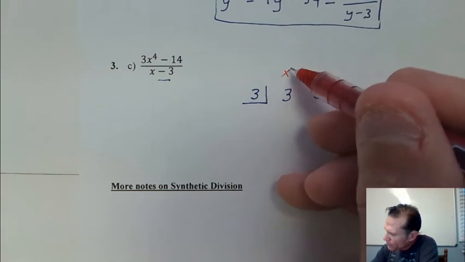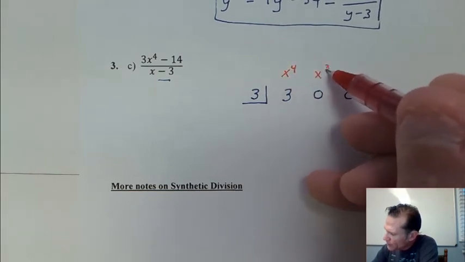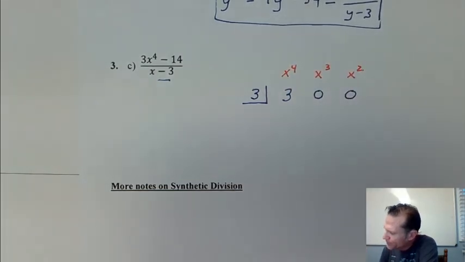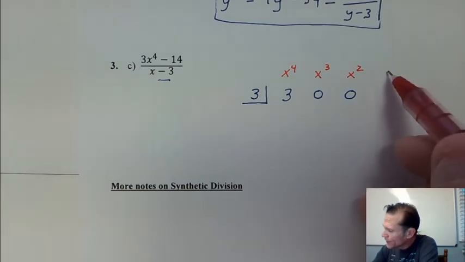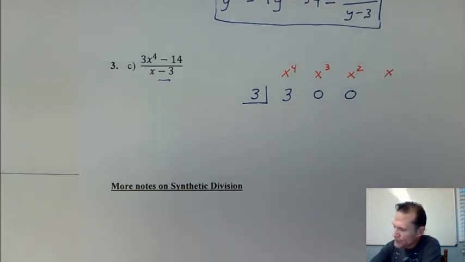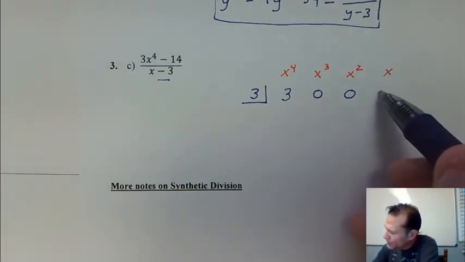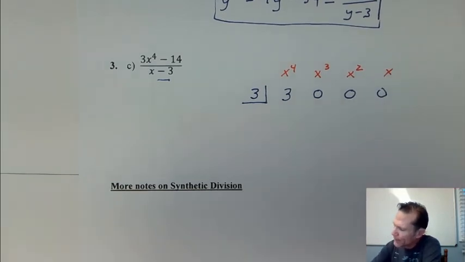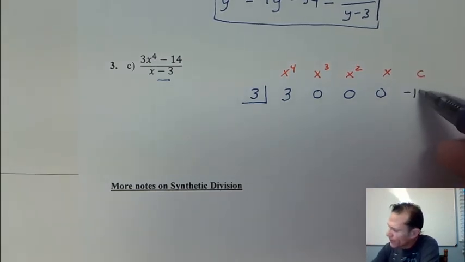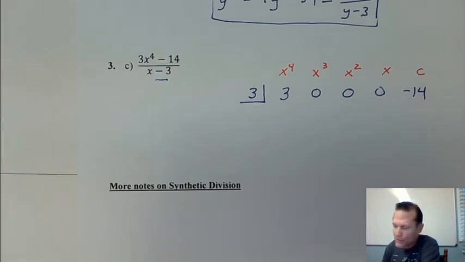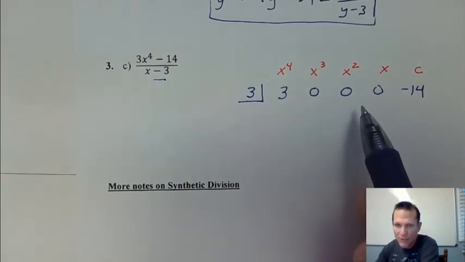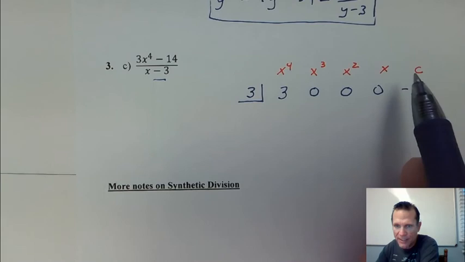I'm kind of losing my place here, so I'm going to make some notes to myself. This is x to the fourth. This is x to the third. This is x to the second. Well, I don't see any x's, just plain old x to the first power, so I'm going to have another 0. And then my constant, I use a C just to say constant, or you could use a number sign. Some students do that. I have -14. Don't forget to put these placeholders in and work in descending order.